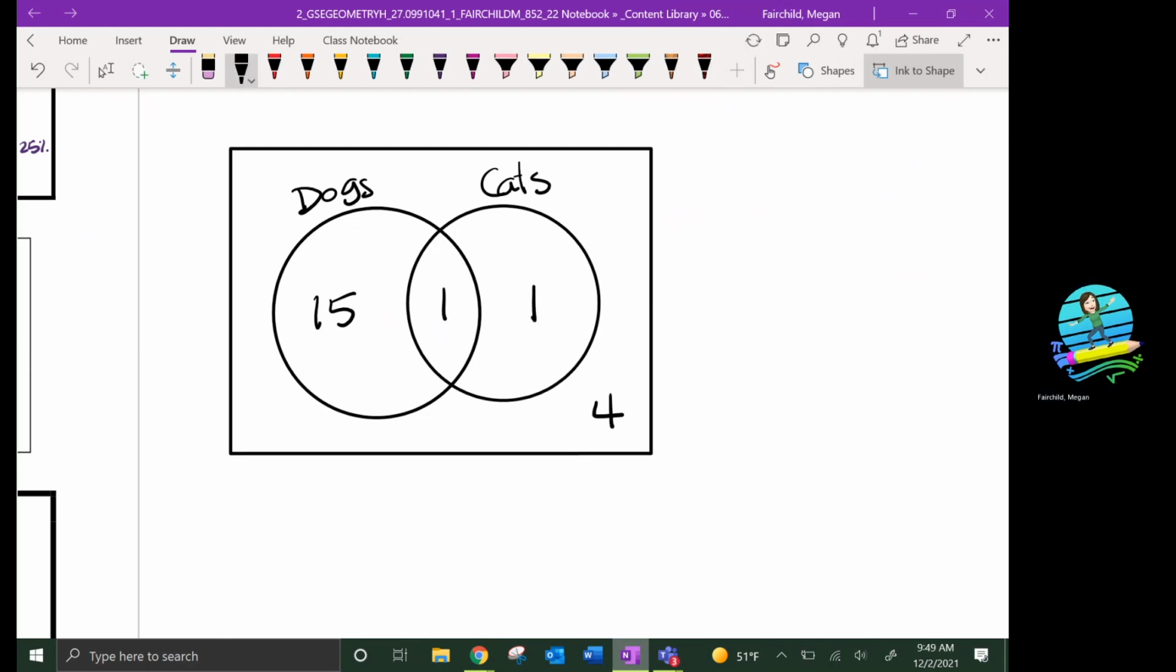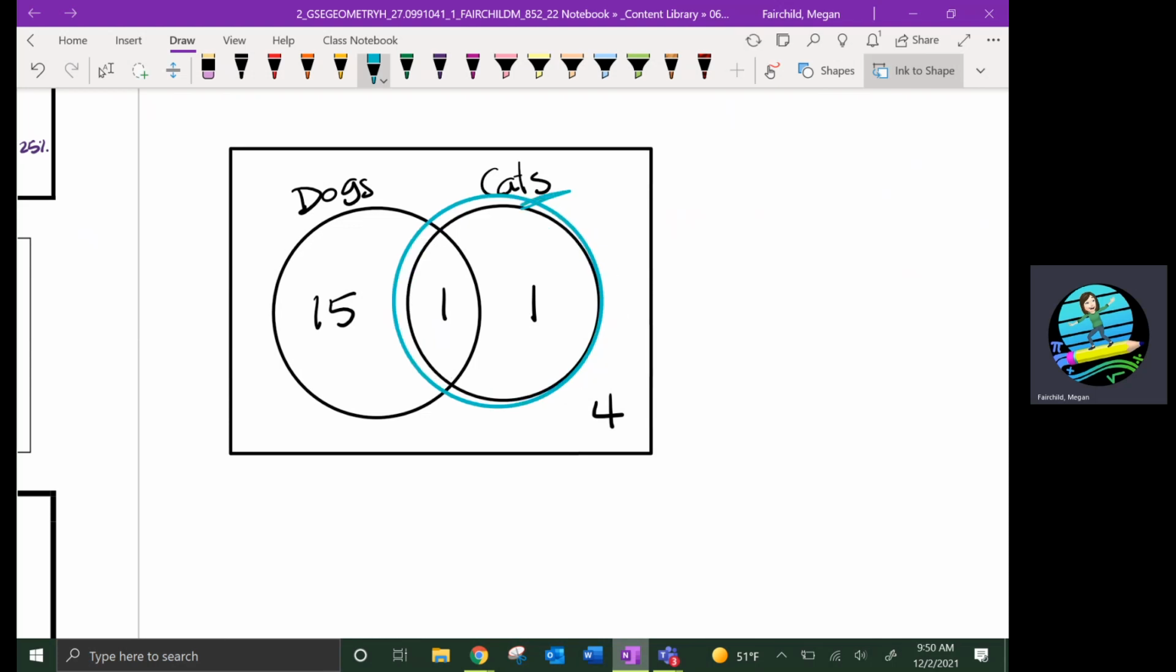Okay. Looking at this, how many people own cats? 1, 2. Good. 2, because it's in this circle that says cats, right? How many people own dogs? 16. Good. How many people own a cat and a dog? 1. Because that's in the middle where they overlap. How many people own neither a cat nor a dog? 4. Okay, good. And the total is you add up all the numbers, right? 21 will be all the numbers.